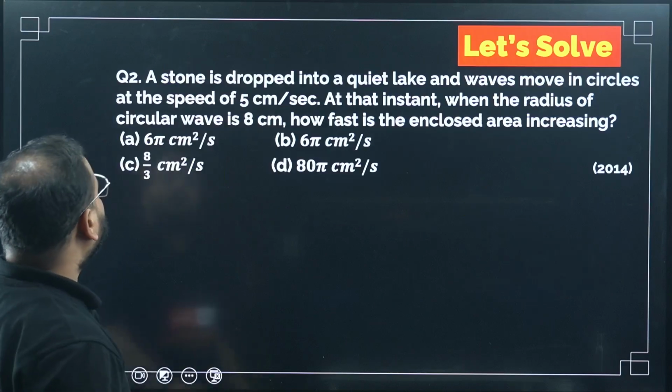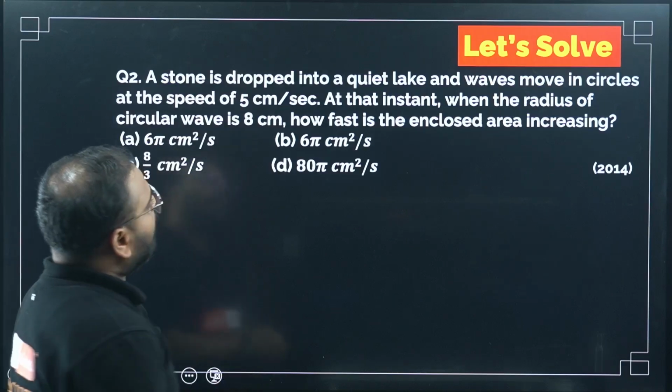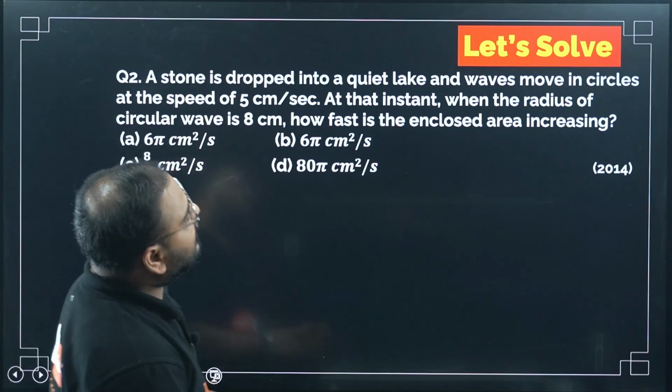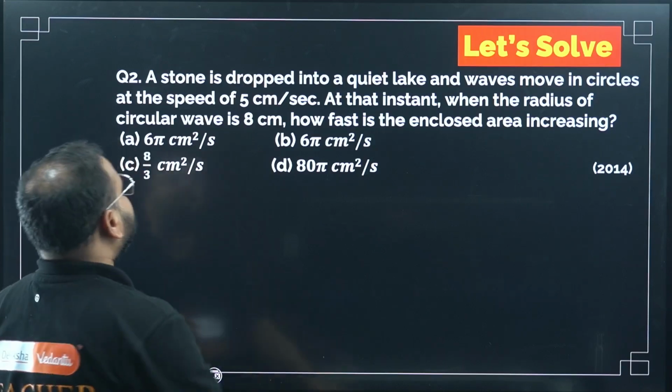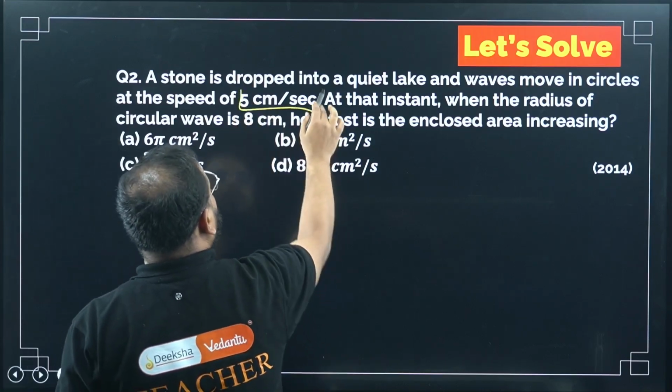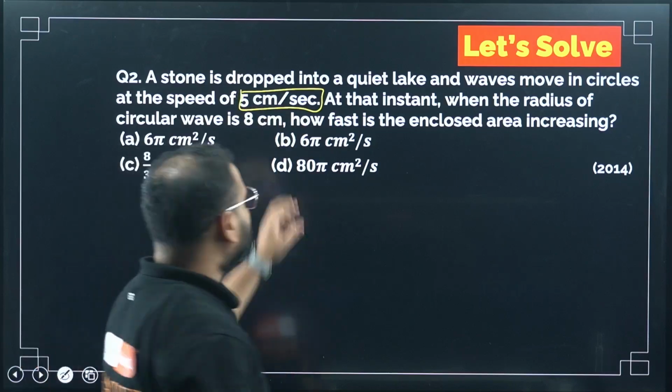A stone is dropped into a quiet lake. Waves move in circles, obviously, with a speed of 5 centimeters per second. What is this going to be? Tell me, think about it. What is this going to be?